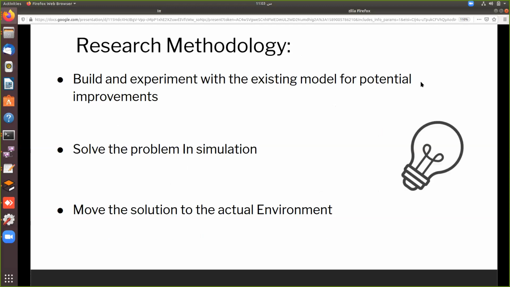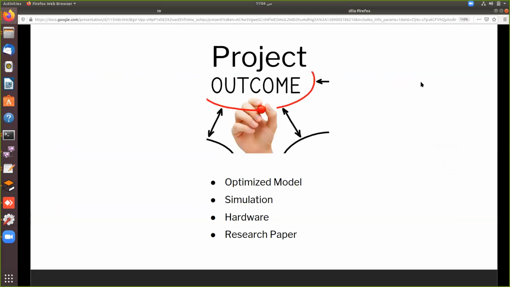So concerning our research methodology, in our solution we are building on an existing machine learning model that uses genetic algorithms. And we made changes and optimizations in the model, which Melissa will be talking about shortly. Our main project strategy is to train the model on simulation, and then do transfer learning to the ROM after the model is well trained. So our main project outcomes are the optimized model, the simulation, the hardware, and finally the research paper, which is the main thesis outcome. And then Melissa will be talking about the model optimizations.